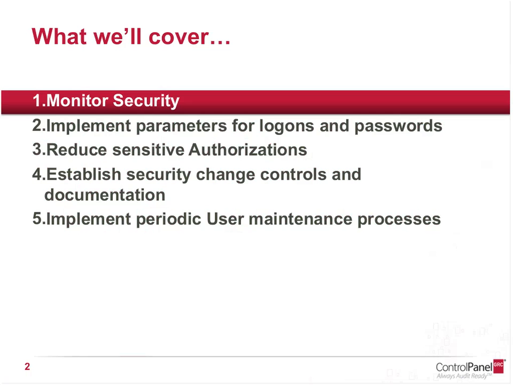We're going to talk about sensitive authorizations and how this relates to what people can do in your production system, including IT support staff, segregation of duties, etc. We're also going to look at security change controls and some simple things that you can do to increase your change controls and make sure that changes are getting tested. And lastly, we're going to talk about some suggested periodic user maintenance processes. These would be reports you can be running, trying to find certain people that maybe should be terminated from the system and so forth.